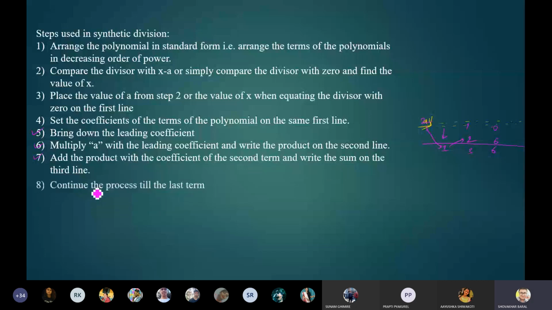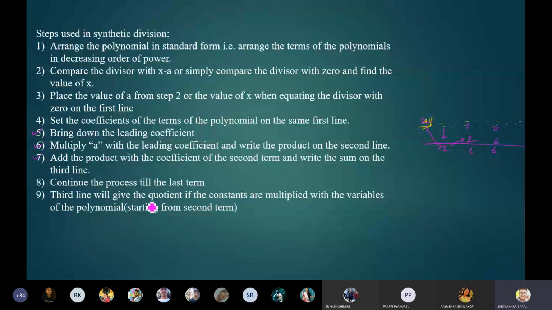Now number 8, continue the process till the last term, and the third line will give the quotient if the constants are multiplied with the variable. The constants that you get in the third line, you need to multiply with the variable of the polynomial starting from the second term. You need to multiply these numerical values, these constants, with the variable of the second term.